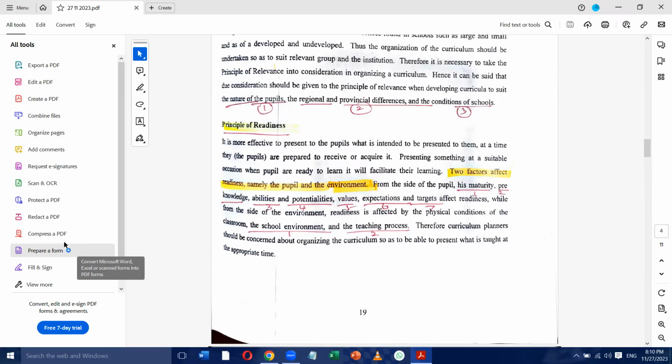It is more effective to present to the pupils what is intended to be presented to them at a time when the pupils are prepared to receive or acquire it. That is another one. Right? A teacher, not only when preparing a curriculum but also when implementing a curriculum, when you are teaching a lesson today, should be aware that the students are ready to accept the subject matter that you are going to teach today.